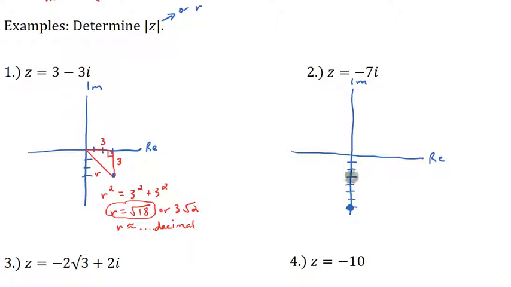There is no triangle this time because my point is not within a quadrant. It's actually on an axis. So r, or the modulus of z, is actually just 7 because this point is 7 units from the origin. Okay? It's not negative 7. It's just 7. It's a distance. It's also not 7i. So not negative 7 or 7i. It's just the distance 7.